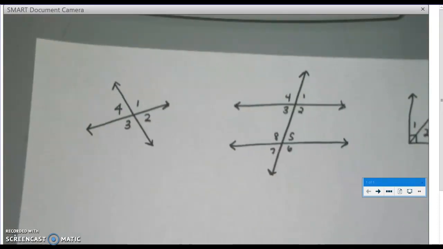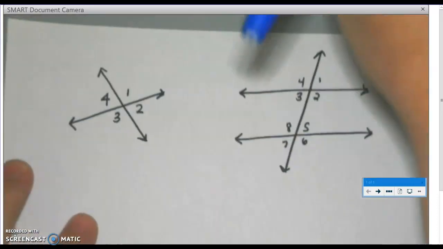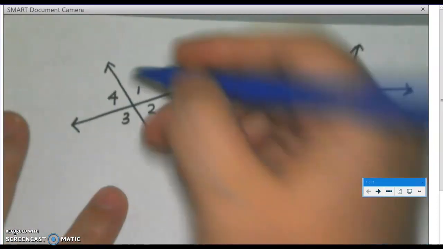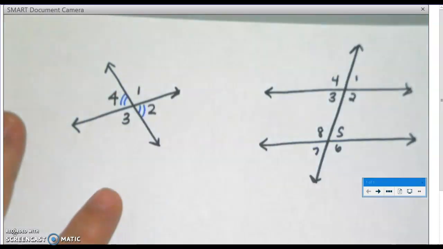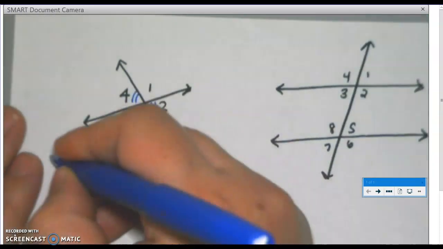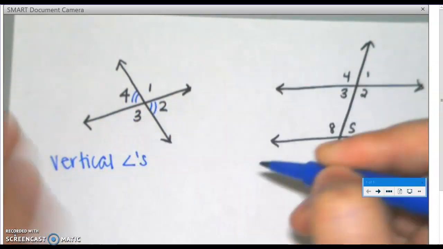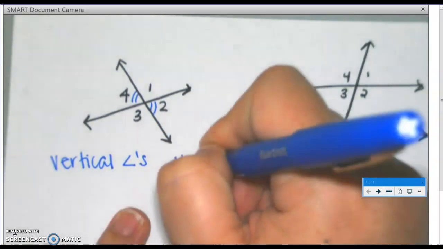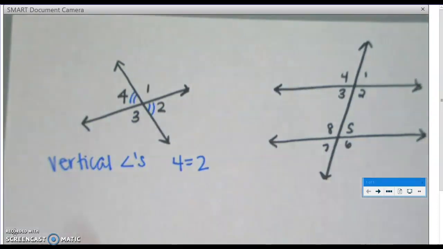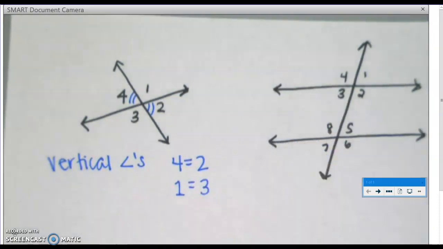Alright, so in this first picture I have two lines that are intersecting. So when you have two lines intersecting, there's two special pairs of angles. If they are on opposite sides, those are called vertical angles. And vertical angles are equal to each other. So angle 4 would equal angle 2. The other pair of vertical angles on here are 1 and 3. So angle 1 would equal angle 3.